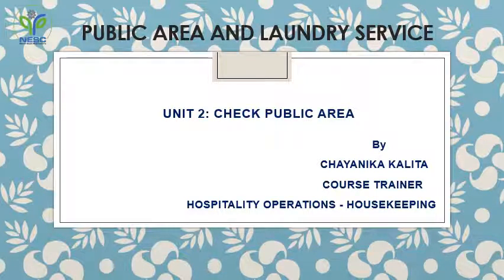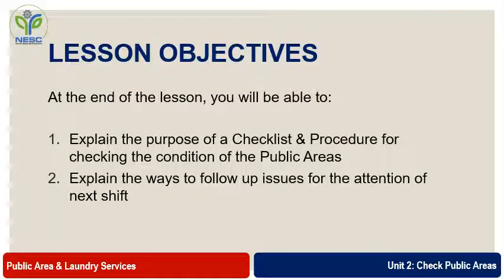And today we'll be learning about public area and laundry service for unit 2, that is check public area. Our lesson objectives are: at the end of the lesson, you'll be able to explain the purpose of a checklist and procedure for checking the condition of the public areas, and explain the ways to follow up issues for the attention of the next shift.